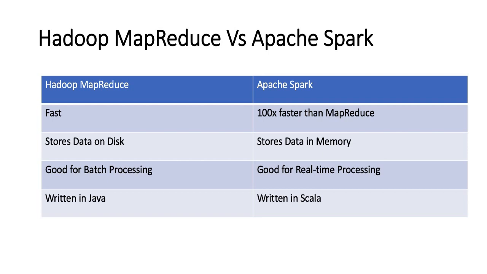Hadoop MapReduce stores the data on disk, whereas Apache Spark stores the data in memory, which is in the RAM. Storing the data in memory is much faster than storing the data on disk for processing. Hadoop MapReduce is good for batch processing, whereas Apache Spark is good for real-time processing. Batch processing is like when you get the data from a source on a scheduled interval. Real-time processing, in other words, we can call streaming data. Hadoop MapReduce is written in Java, whereas Apache Spark is written in Scala.